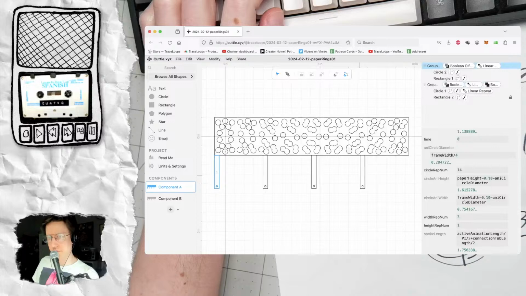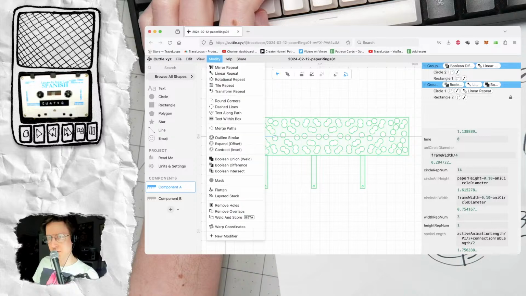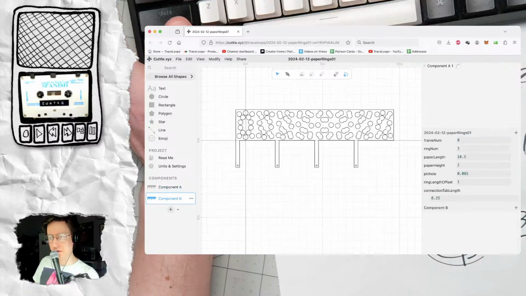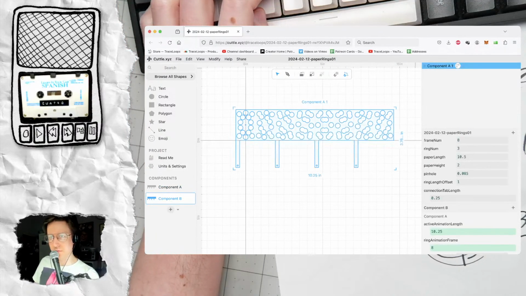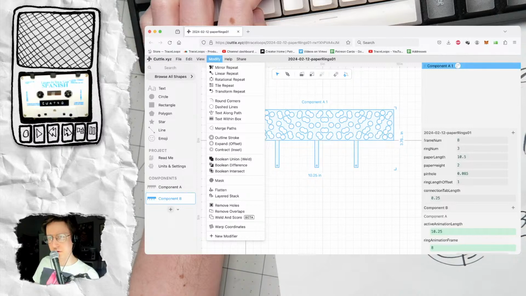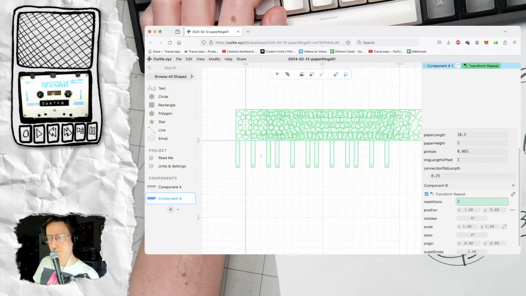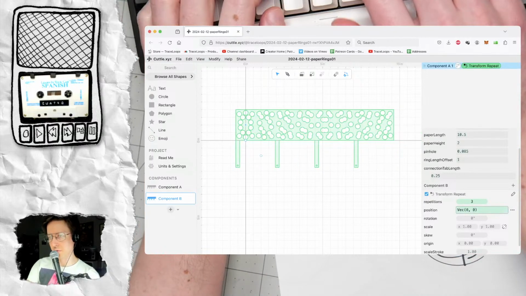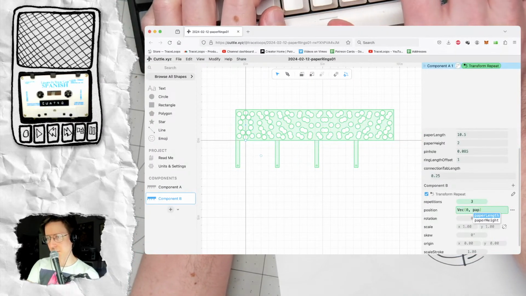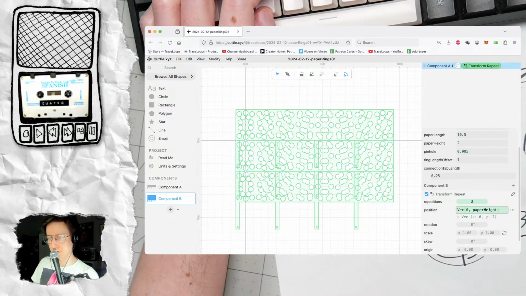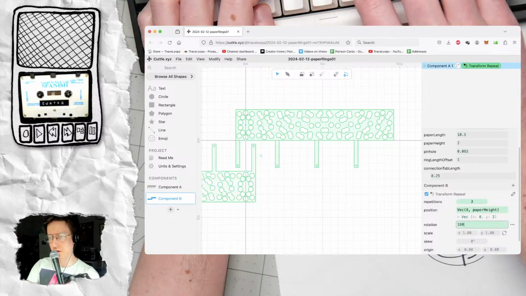These need to be present on all of these. So let's join these together. And that is true on this guy. Modify, transform repeat. Repetition is 3. Position is 0. Paper height. Rotation is 180.